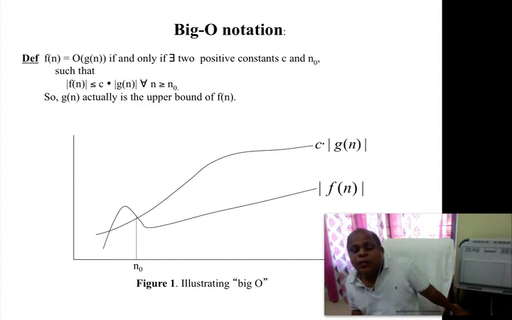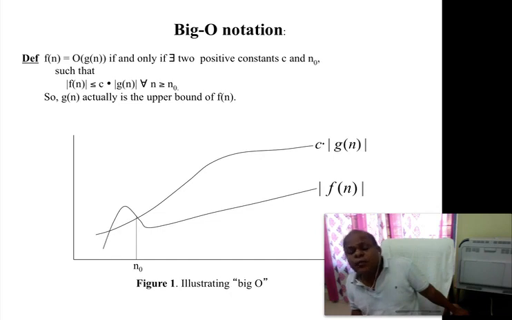That means you see in the figure, illustrating the figure, there is the curve for c of g(n) and there is the curve for f(n). Now at a particular value n0, beyond that the value of f(n) is always less than or equal to the value of c of g(n). If this is happening, we will say f(n) is equal to big O of g(n), and in that case we will say that g(n) provides an upper bound to the function f(n).